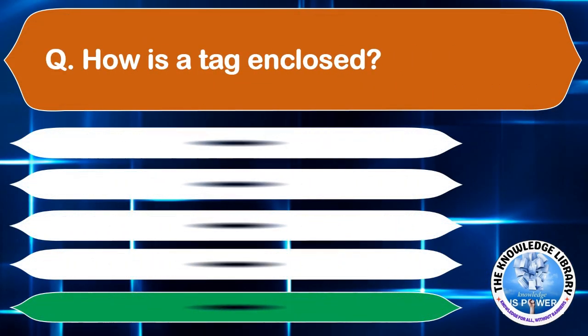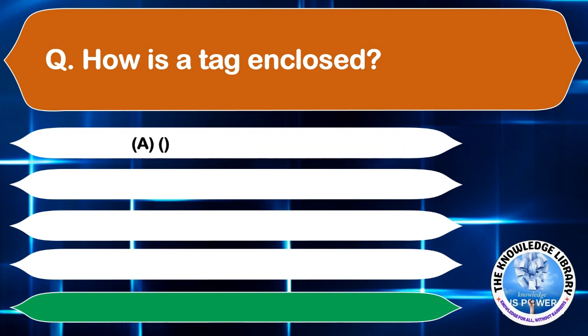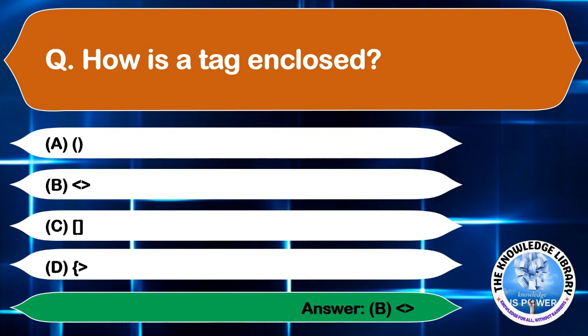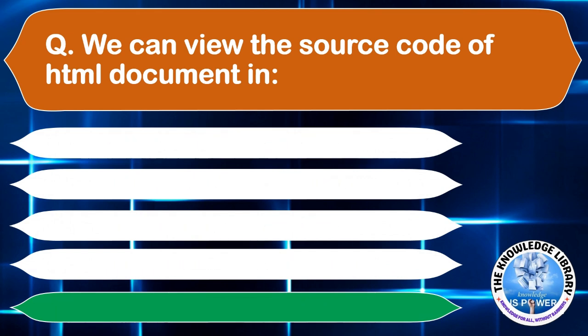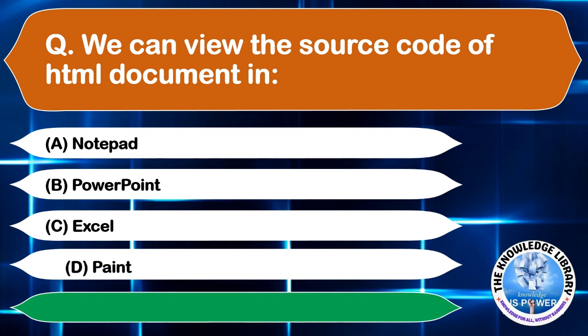The next question is, how is a tag enclosed? Option A, round brackets, option B, greater than small than sign, option C, square brackets, option D, colon or small bracket. The correct answer is option B. The next question is, we can view the source code of HTML document in option A, Notepad, option B, PowerPoint, option C, Excel, option D, Paint. The correct answer is option A, Notepad.